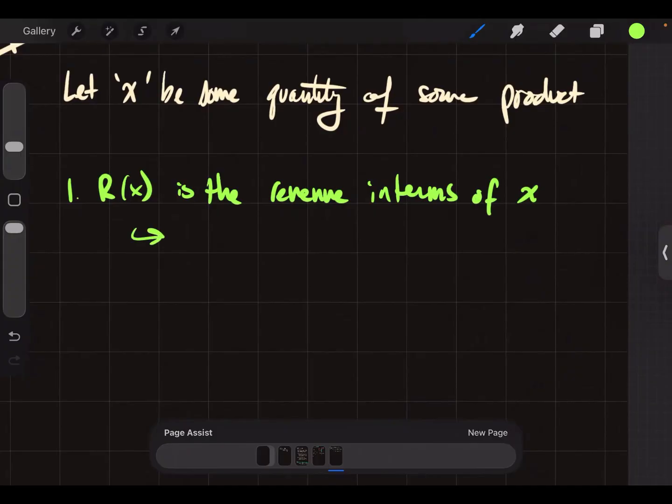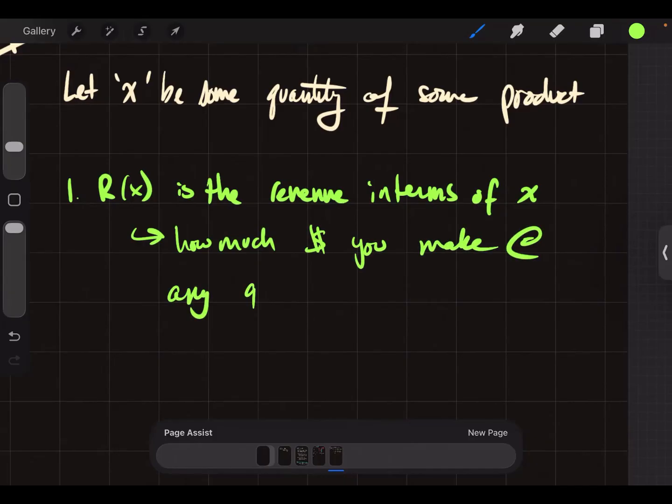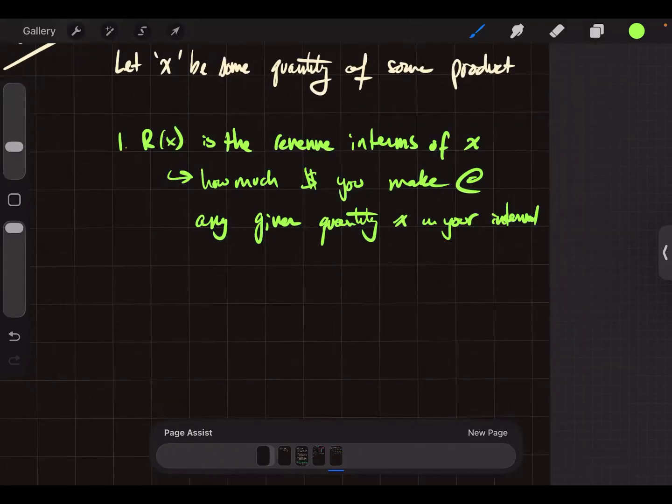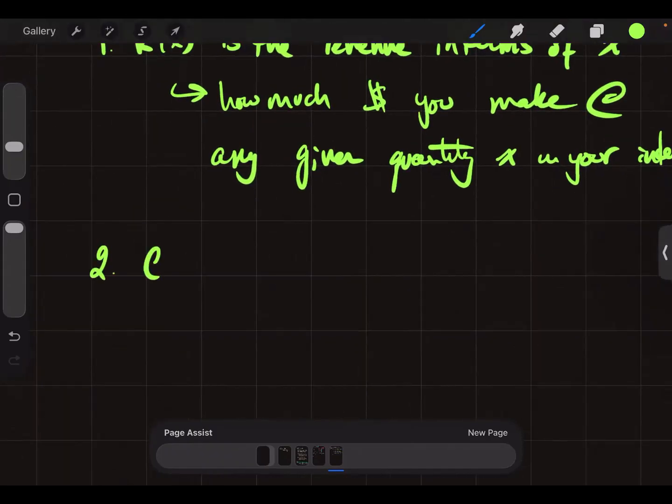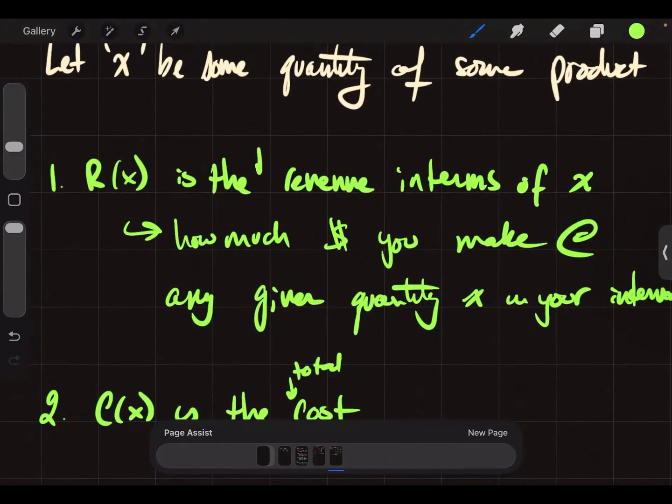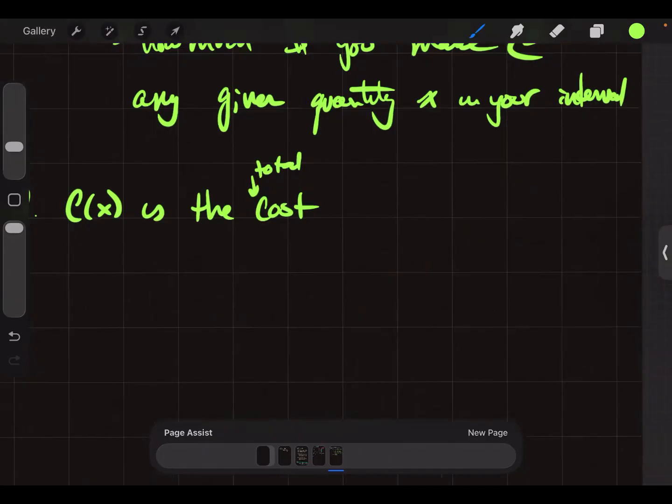So this is telling you how much money you make at any given quantity X in your interval. It might have like a restricted domain or whatever, so just be mindful of that. 2, C of X is the cost total. These are both total, by the way. To produce X number of product.